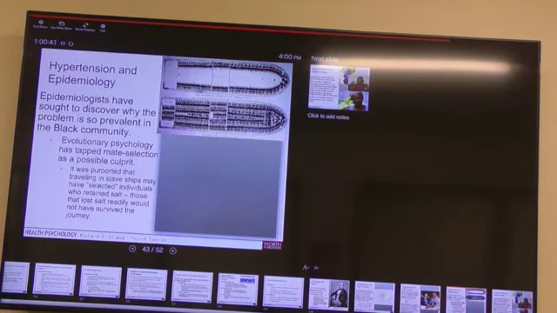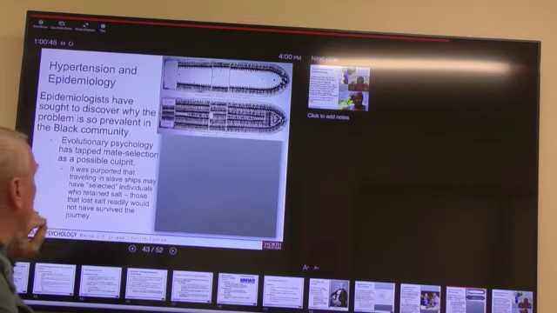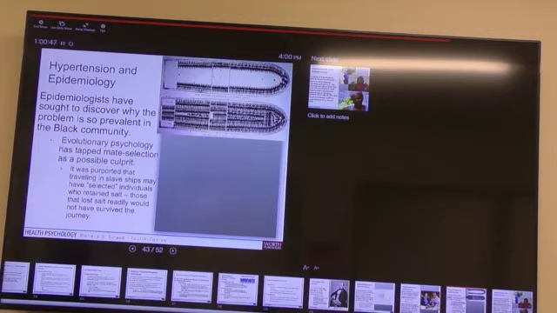Epidemiologists have sought to discover why the problem is so prevalent in the black community. Evolutionary psychology has tapped mate selection as a possible culprit. They're selecting people who are more excitable, therefore they have higher blood pressure. It was purported that traveling in slave ships may have selected individuals who retained salt. Those that lost salt readily would not have survived the journey.